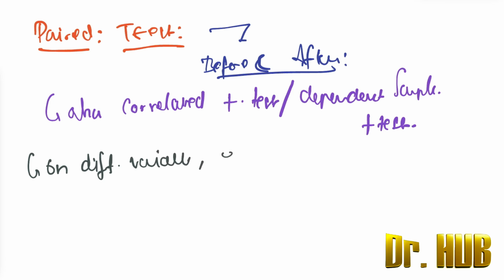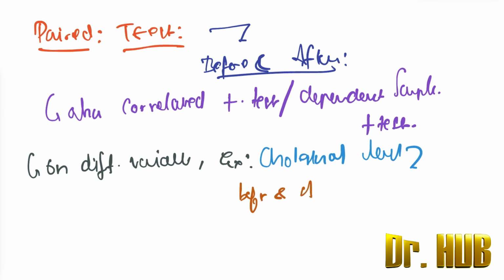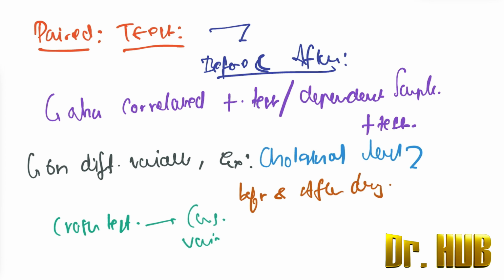Let's look at an example. This is going to be cholesterol levels: the cholesterol level of a person before and after using a specific drug. It can also be used when you test under some condition using different items, for example a crash safety test, a crash test for various cars.